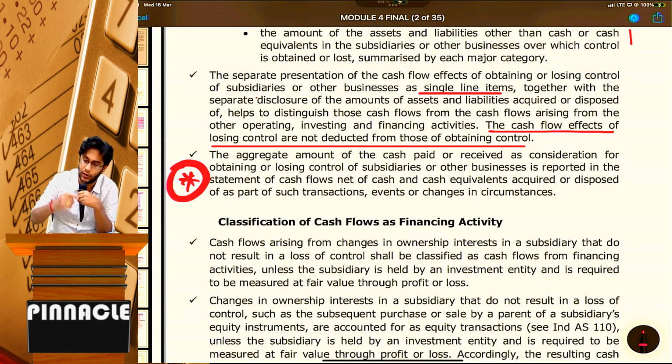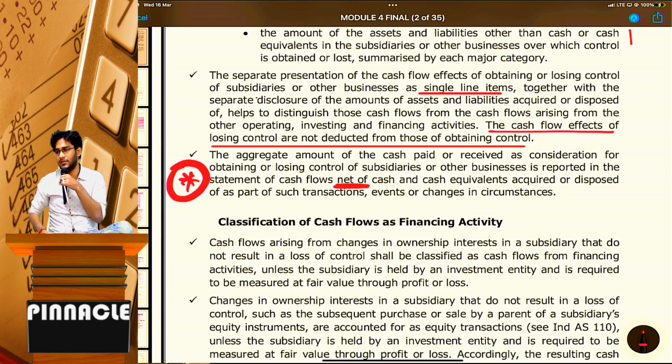The aggregate amount of cash paid. When will you pay cash? When you are buying control, you will pay. Or cash received. When will you receive cash? When you sell. The aggregate amount of cash paid or received as a consideration for obtaining or losing control of subsidiaries or other businesses is reported in the cash flow statement net of cash and cash equivalents acquired or disposed as a part of such transactions, events or changes in circumstances. What is he saying?